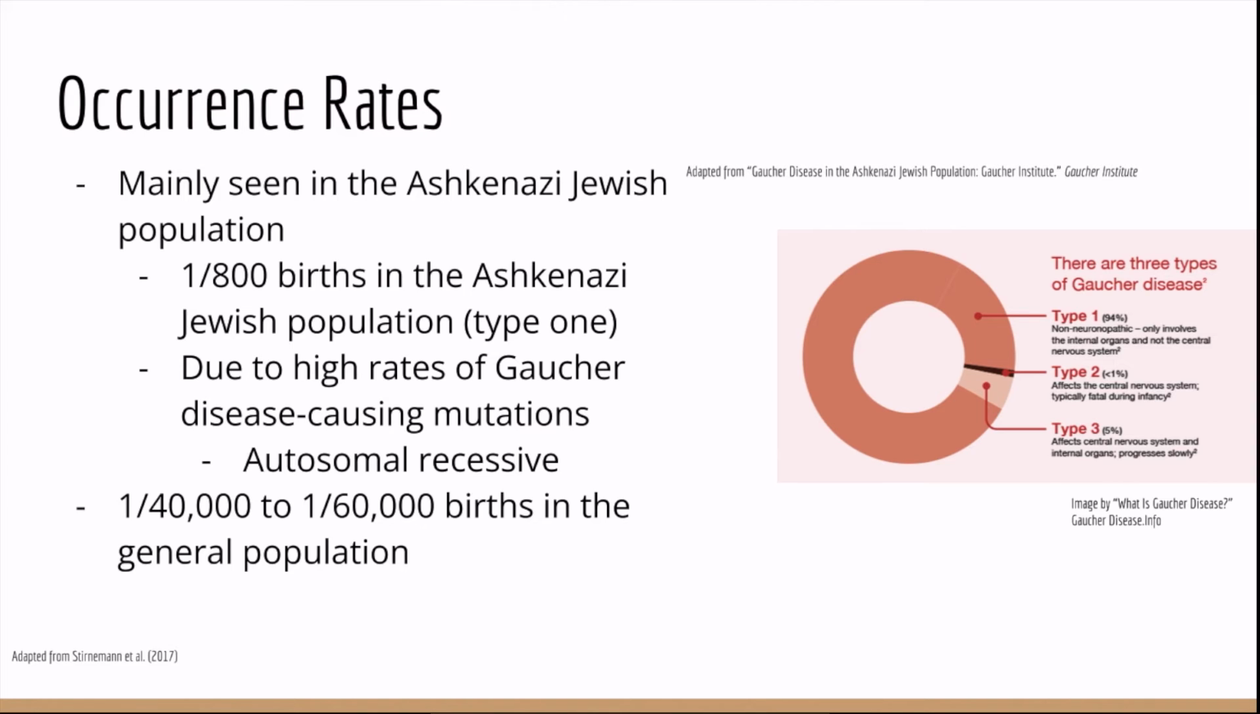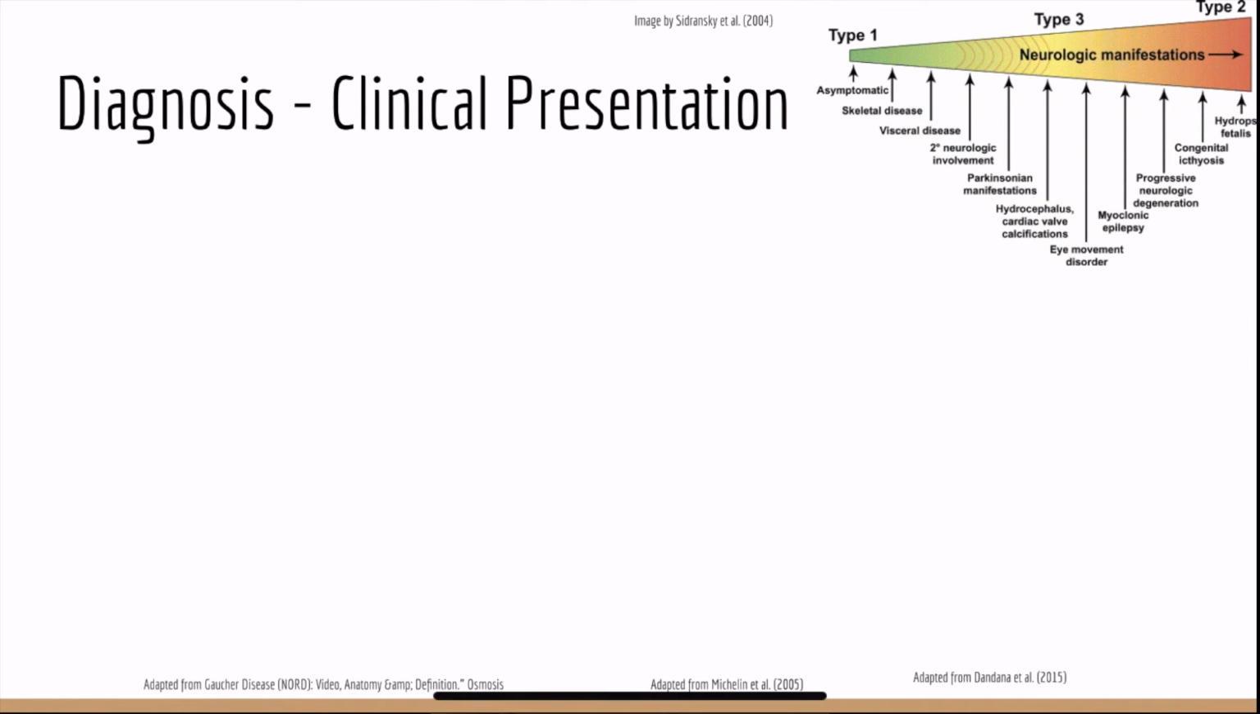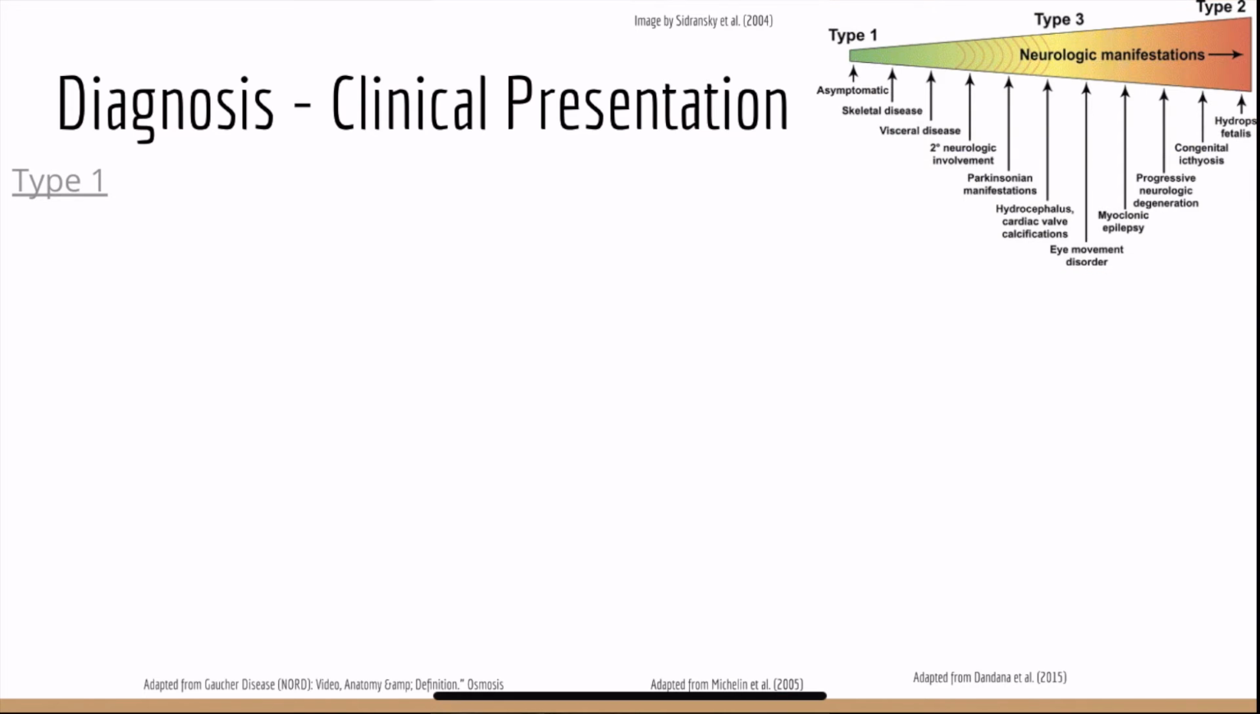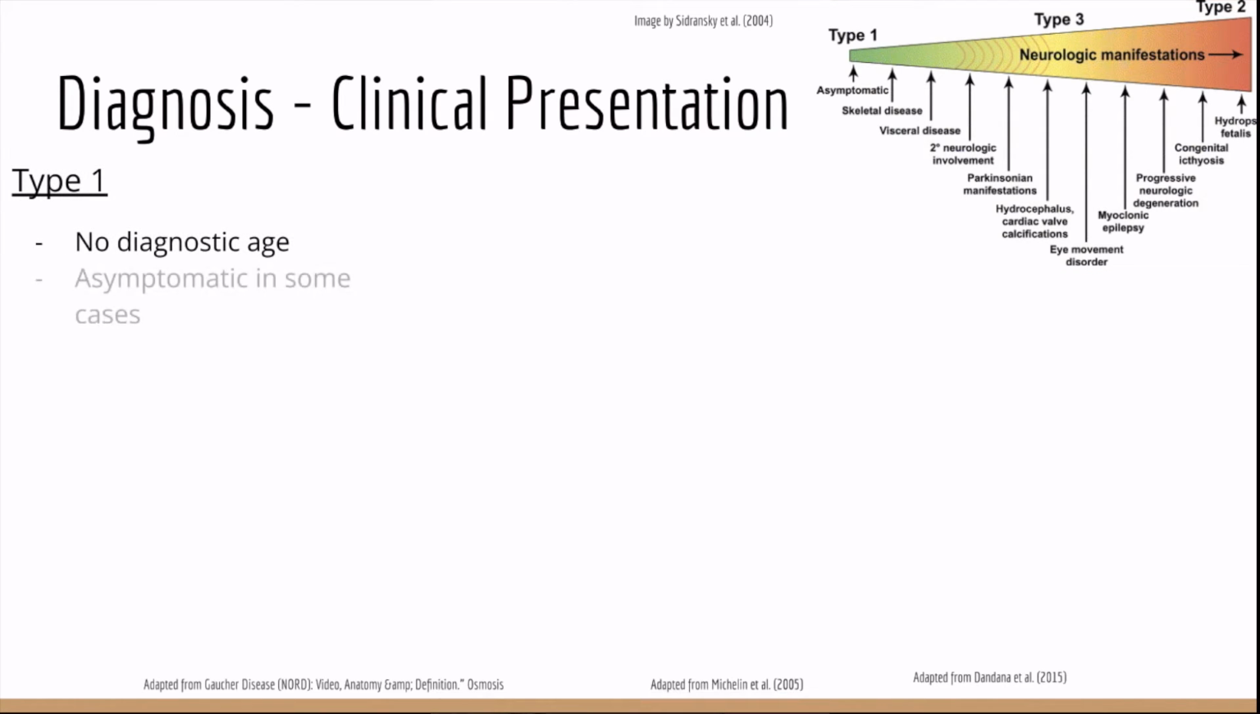Of the 3 types of Gaucher disease, type 1 is the most common, whereas type 2 accounts for less than 1%, and type 3 accounts for approximately 5%. Clinical presentation is one of the ways that Gaucher disease can be diagnosed, and one of the ways that the 3 types can be differentiated. Type 1 can be diagnosed at any point in one's life, and in some cases can leave those affected without any symptoms.